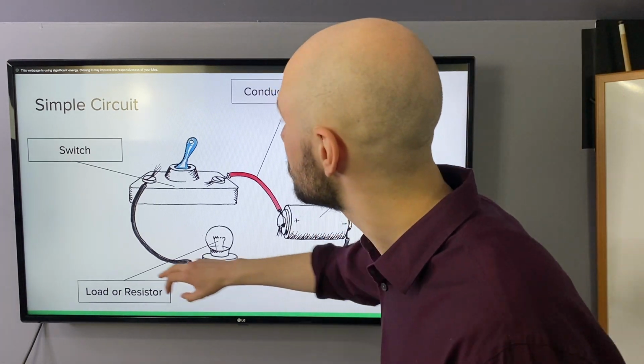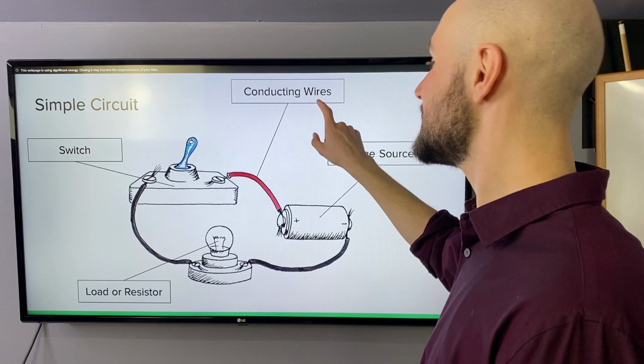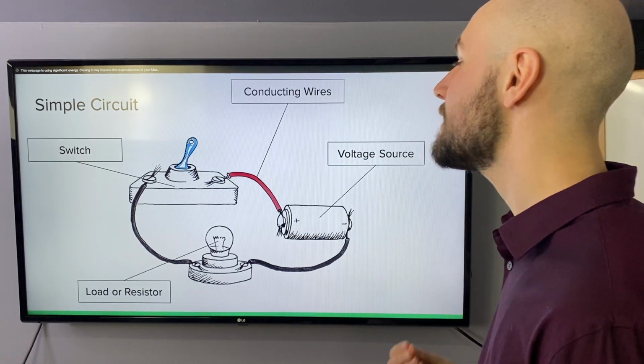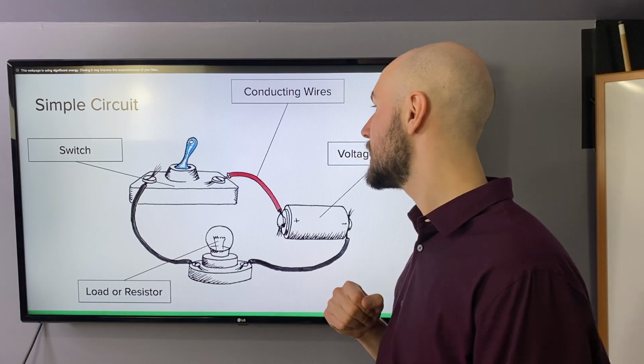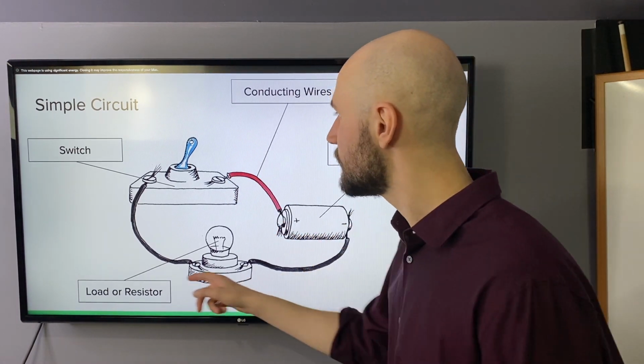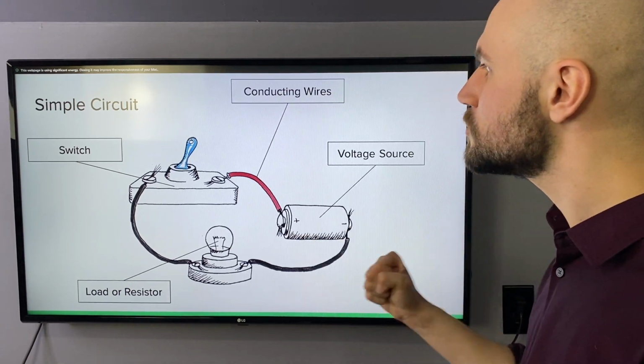Now notice that there's a closed loop of conducting wires. If this wasn't a closed loop, if we disconnect one of these wires, then current cannot flow and those charges can't do any kind of work. This light won't light up. So we have a closed loop of conducting wire, a voltage source to pump those charges along.